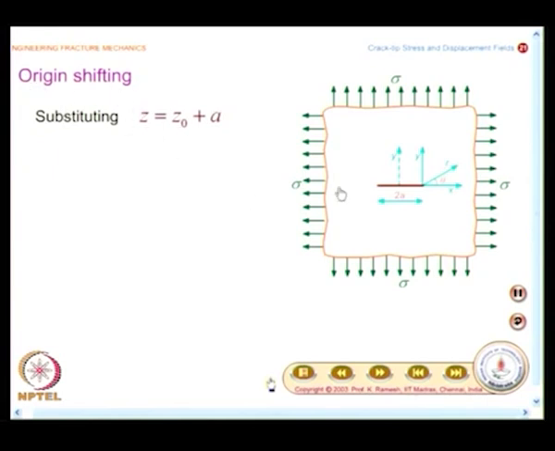Whatever the stress function that we have looked at is given for the axis x comma y, where the origin is at the center of the crack tip. Now, we shift this origin to the tip of the crack, and to aid your visualization, we have also put tension on the y axis as well as tension in the x axis. So, it is subjected to biaxial tension at infinity.